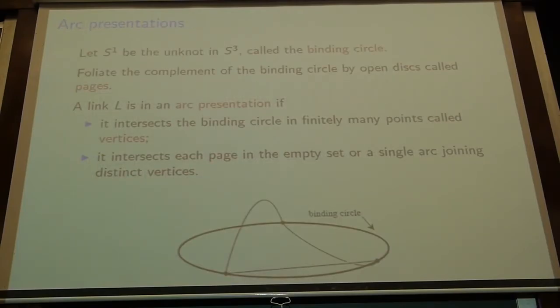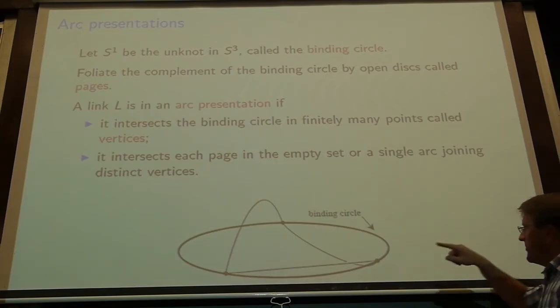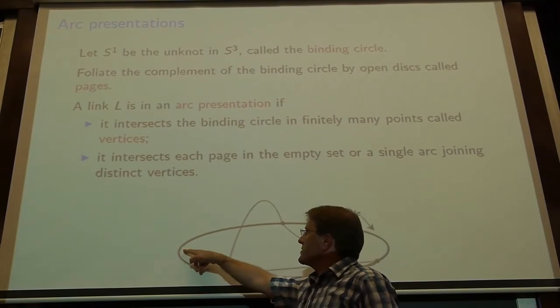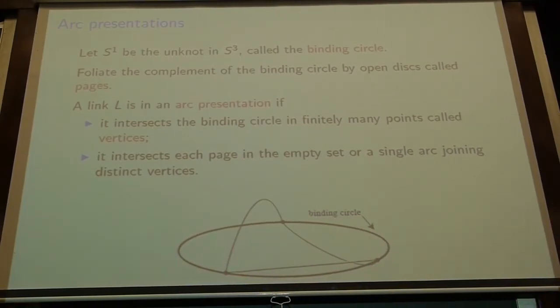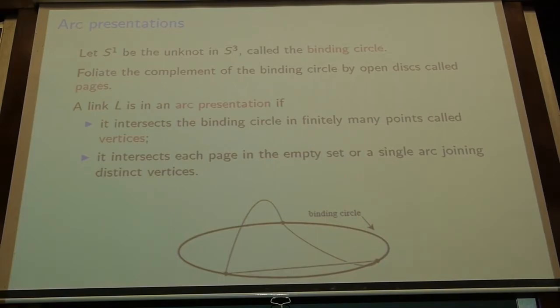So I need to explain how Dynnikov's proof works, and it involves arc presentations. In an arc presentation, you fix a round reference circle called the binding circle, and the complement of that binding circle is an open solid torus, which you view as foliated by disks. Those disks are called pages. So you've got an open book decomposition of the three-sphere.